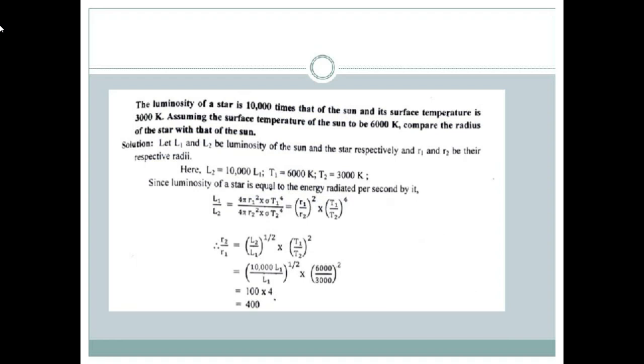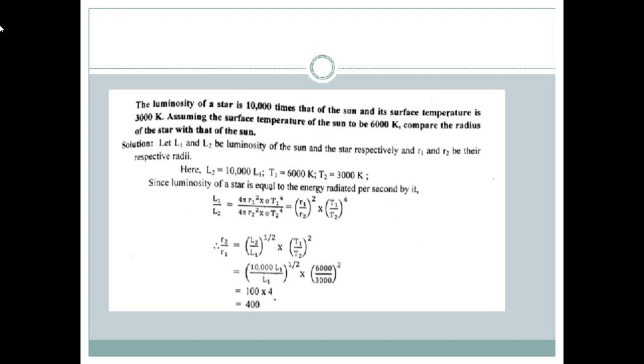The luminosity of the star is 10,000 times that of the sun and its surface temperature is 3000 Kelvin. Assuming the surface temperature of the sun to be 6000 Kelvin, compare the radius of the star with that of the sun. We need to compare, meaning we need to find the ratio. So let L1 and L2 be the luminosity of the sun and the star respectively, and R1 and R2 be their respective radii. Therefore, L2 = 10,000 L1, T1 = 6000 Kelvin and T2 = 3000 Kelvin, which is given.